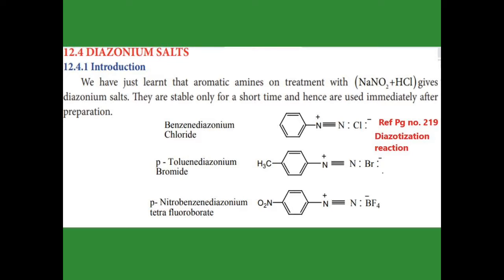Benzene diazonium chloride means benzene, diazo means 2 nitrogens, and it contains chlorine. And para toluene diazonium bromide: toluene means benzene containing CH3, and in the para position we have 2 nitrogens, so diazo, and bromine, so that is bromide. So this is the para toluene diazonium bromide. The next one, in the para position it contains nitro as well as diazonium tetrafluoroborate. So it is para nitro benzene diazonium tetrafluoroborate.